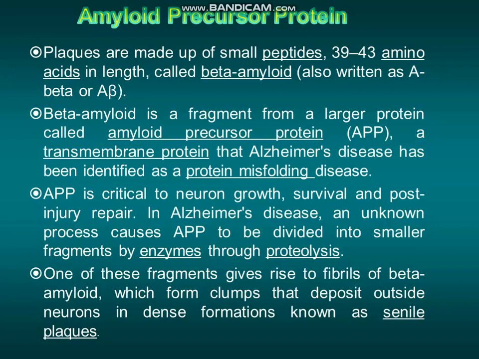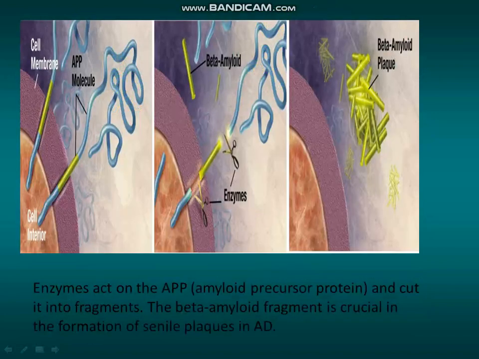We will talk about the amyloid plaques and the neurofibrillary tangles. First, the amyloid plaques are made up of small peptides of about 39 up to 43 amino acids in length, named beta amyloid. Beta amyloid is a fragment from a larger protein named amyloid precursor protein. This is beta amyloid, which is a part of the amyloid precursor protein.